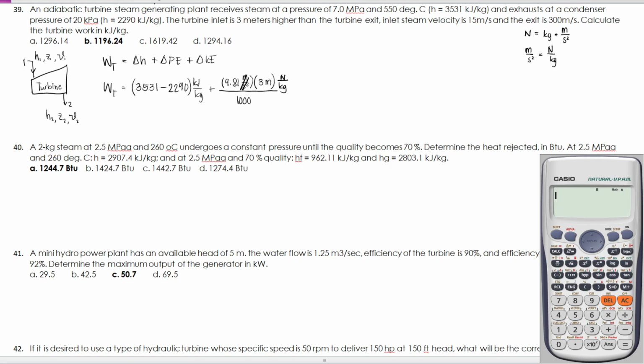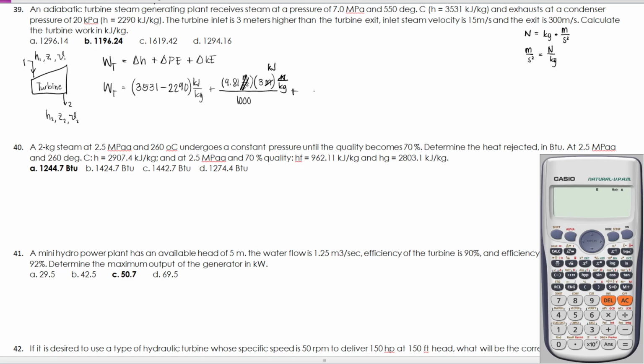E ano ba ang Newton times meter? Diba ang Newton times meter ay joules. Okay? Ang Newton times meter ay joules. So, ang magiging unit nito ay joule per kilogram. So, dinidivide ko agad ng 1,000 para siya is maging kilojoules. At kapareho nung change of enthalpy kanina. Alright?